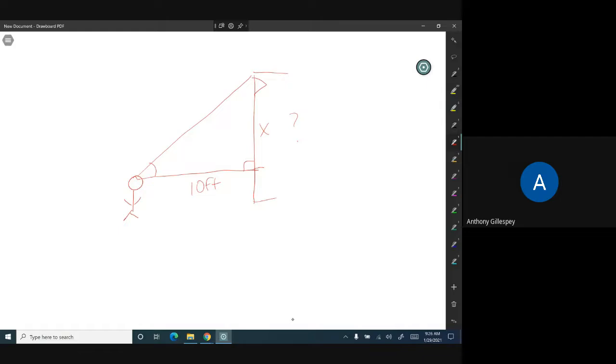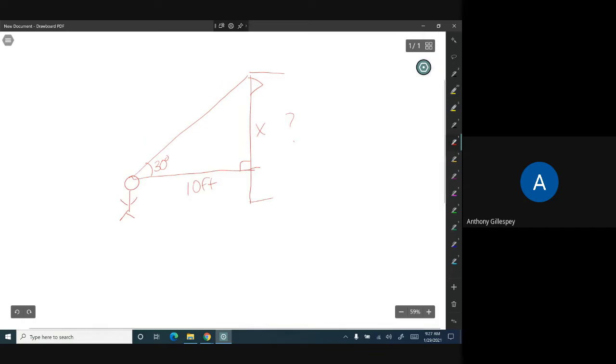So let's say this is 30 degrees. Make sense? Then that's the opposite, that's the adjacent. You see it? So you can do a TOA: the tangent of 30 is equal to the opposite x over the adjacent 10. So x equals the tangent of 30 times 10. We just took a test over this, so I'm not going to talk about how to do that. But if you do the math, the tangent of 30 times 10 is about 5.77. So the height of the flagpole is 5.77 feet.